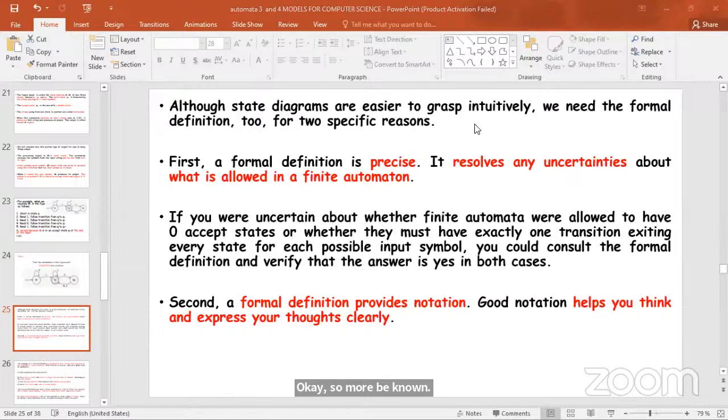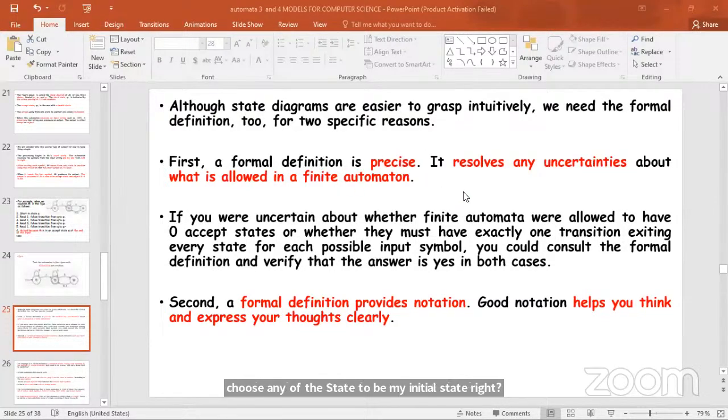Although state diagrams are easier to grasp intuitively, we need a formal definition too, for two specific reasons. We could just be assuming that, okay, if you read this, it is accepted. If you read that, it is accepted. But we need a formal definition to clear all ambiguity that may arise. For instance, in the case of that doormat that opens when there's somebody in front or somebody at the back, we need to define which of the states is the initial state. Should the door be open to be at the initial state, or closed? A formal definition clears all those ambiguities so that you don't just assume that you can choose any of the states to be your initial state, right?